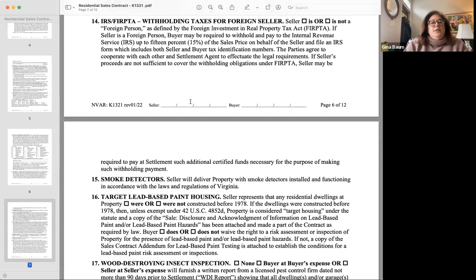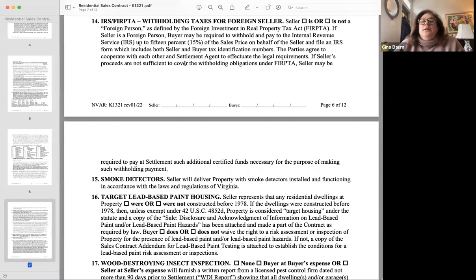Paragraph 14. Okay, this is about foreign sellers who are selling, have property here and are from another country. There are some people that work in the United States from another country that are here for government orders or through their government, and they are exempt from this.